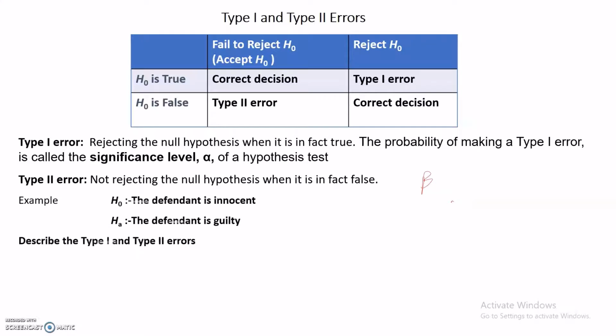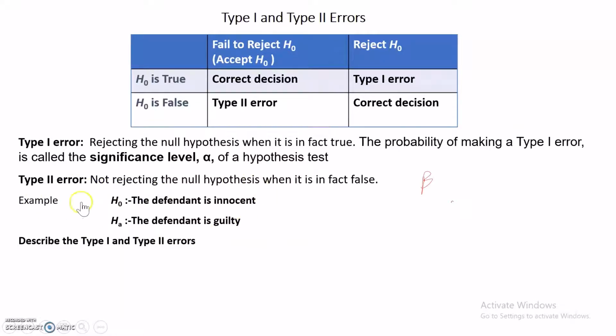Now let's see an example. We have the null hypothesis: the defendant is innocent. And we have an alternative hypothesis: the defendant is guilty. We are asked to describe the type 1 and the type 2 error. So we are given a situation.